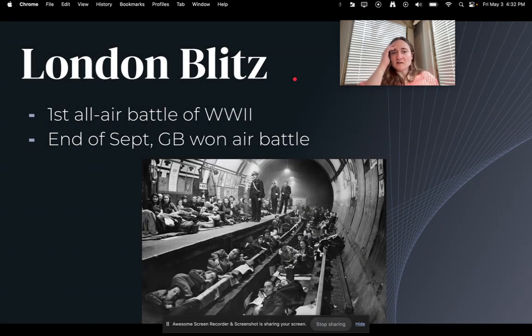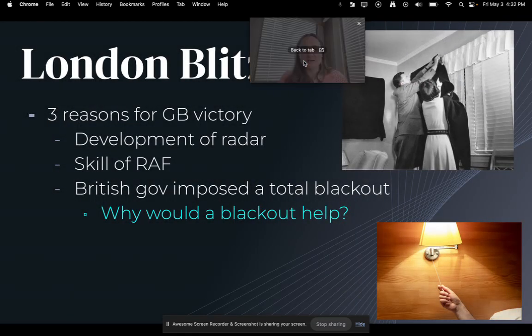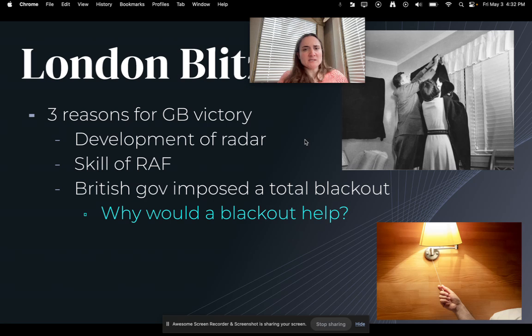So this was the first all-out air battle of World War II. It would end at the end of September with Great Britain winning. As you can see here in this picture, to escape the bombing, people would just sleep down in the subway system to not get killed by bombs. There are 3 reasons why Great Britain had a victory against Germany in this all-out air battle.